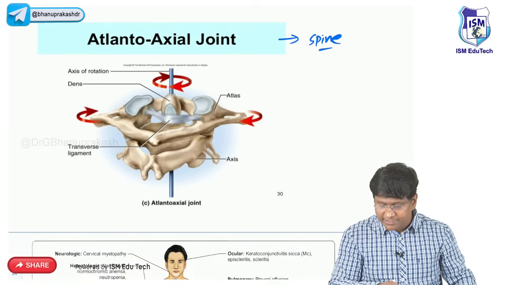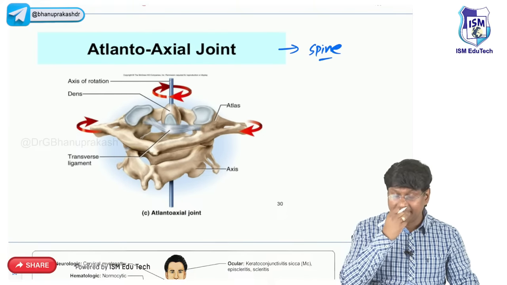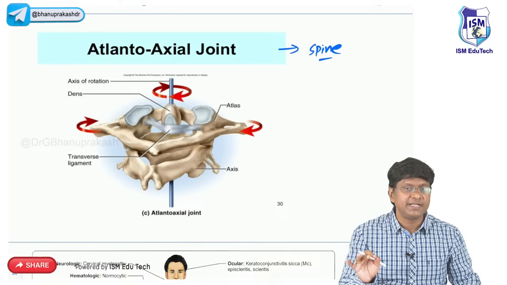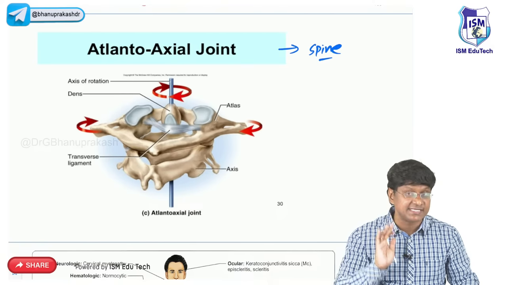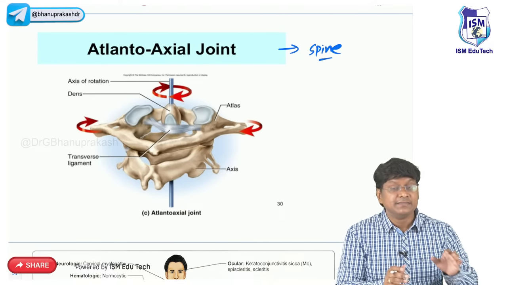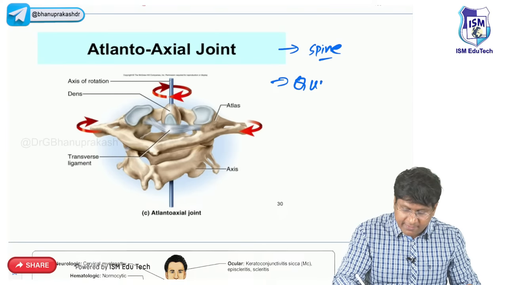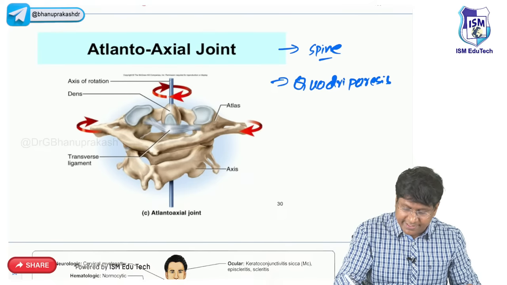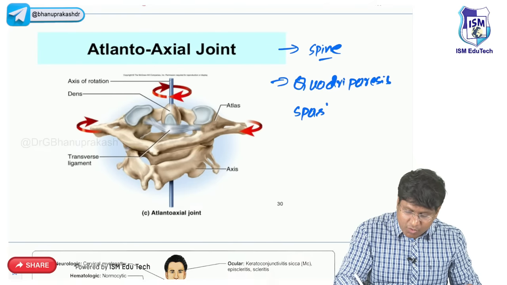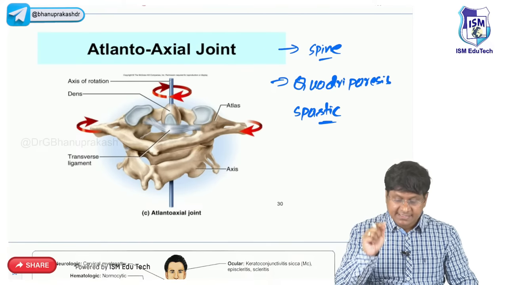Even there is also involvement of spine, that is atlantoaxial joint is being affected, right? That means the part of the spine which is commonly affected in rheumatoid arthritis, that is the cervical spine. And what will be the manifestation because of the cervical spine involvement? Because of atlantoaxial dislocation, the individual can develop quadriparesis. And what type of quadriparesis will you see in rheumatoid arthritis? It is spastic quadriparesis, right? It is spastic quadriparesis. That is what you will see.